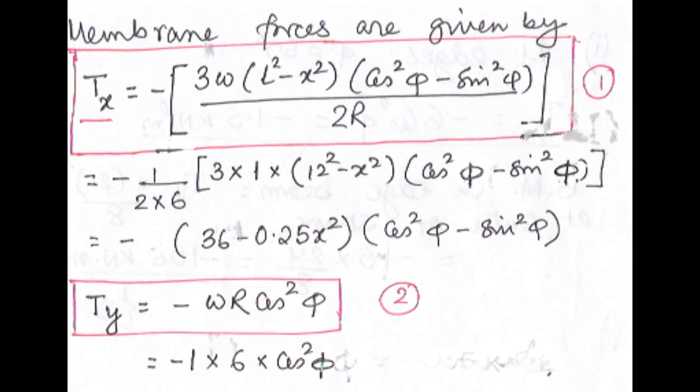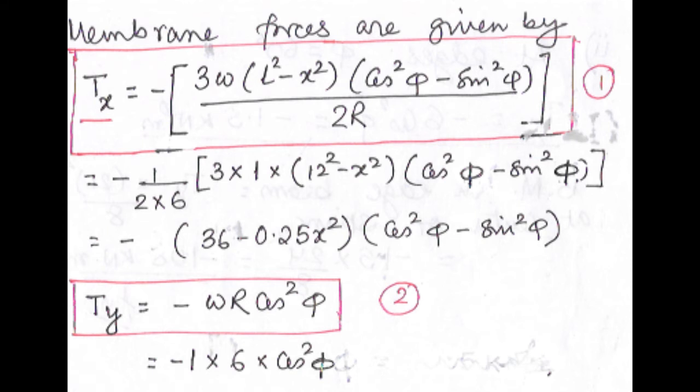So to find out the maximum stress, let us first find the membrane forces. As I have explained earlier, membrane forces are given by Tx and Ty. In this question the snow load is given. So whenever snow load is acting, Tx is given as minus 3W [L square minus x square] [cos square phi minus sin square phi] divided by 2r.